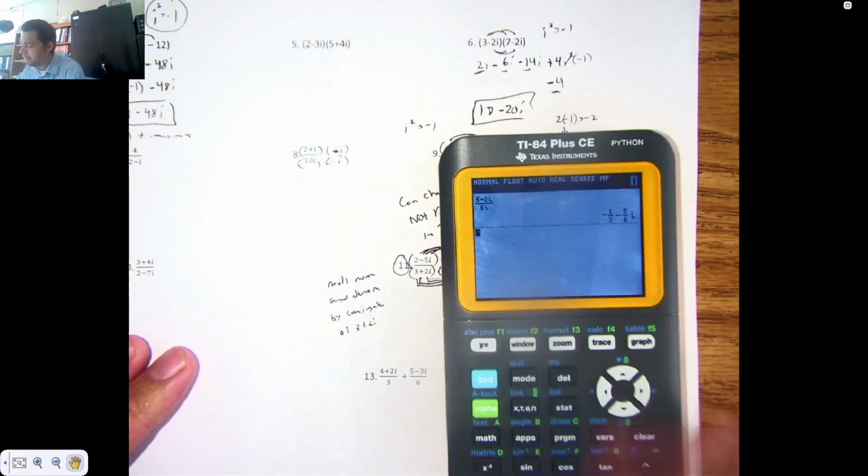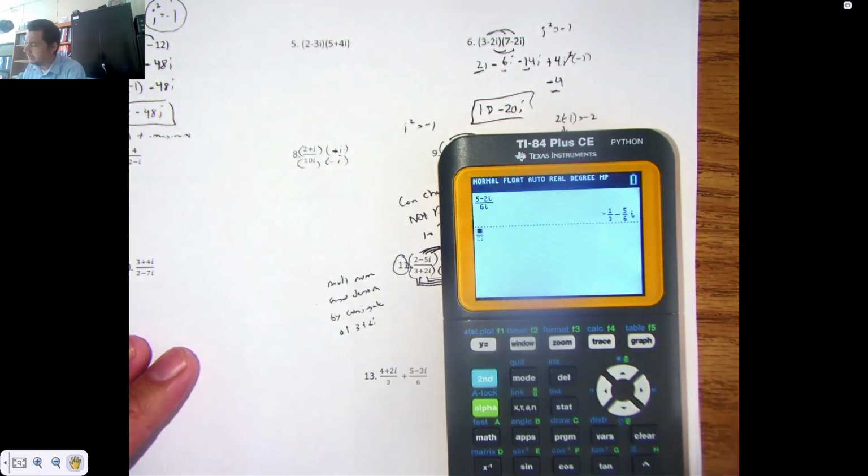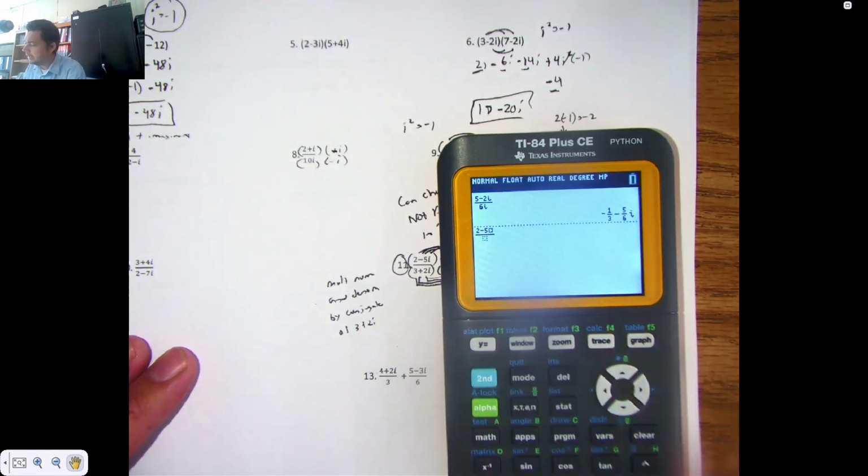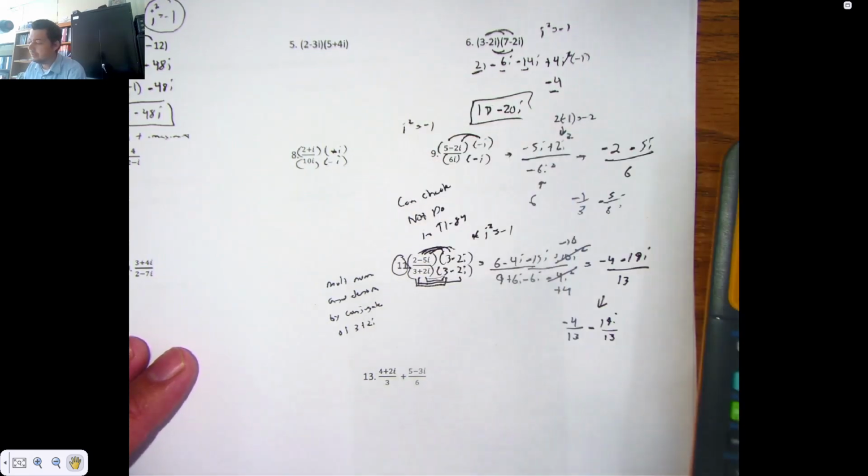And, again, you can check in a TI-84: math, num, n over d, 2 minus 5i up top, 3 plus 2i down low. Looks the same, doesn't it?